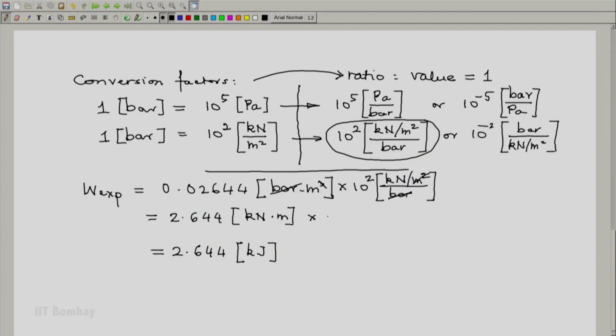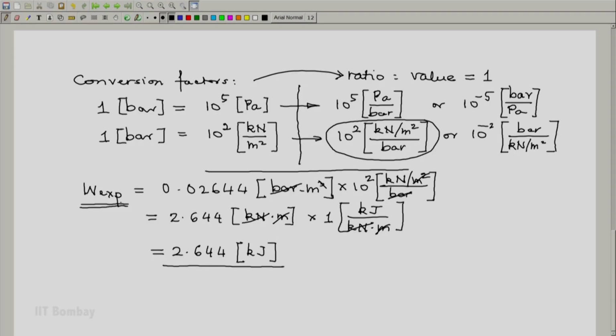If you want to be really perfect, you could say that I will use a conversion factor here, which says multiplied by 1, conversion factor is kilojoule per kilonewton meter, and then this kilonewton cancels with kilonewton, meter cancels with meter, and we end up with this answer.